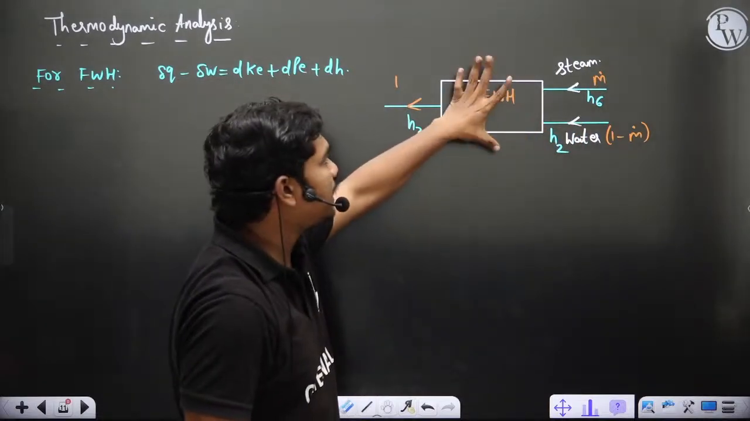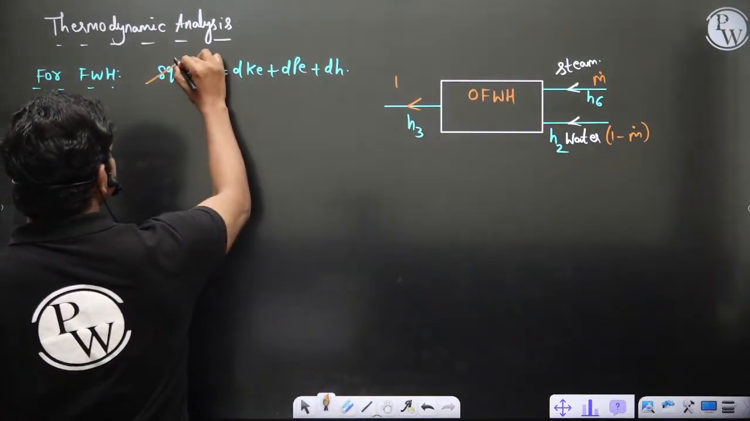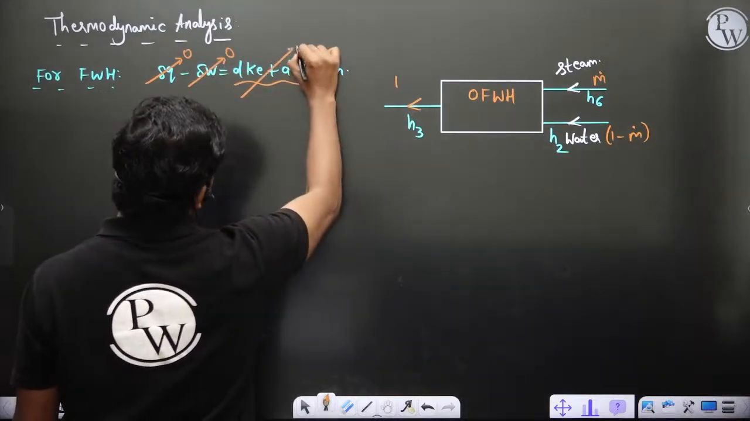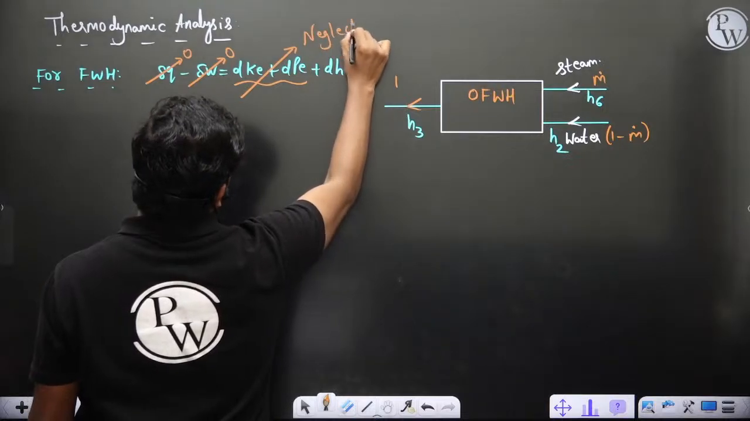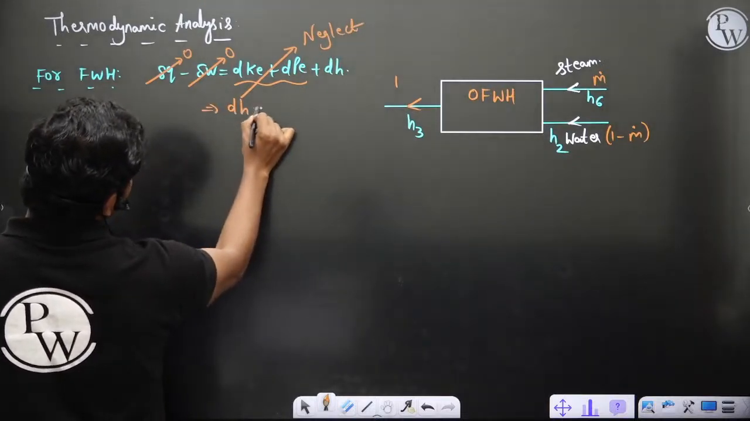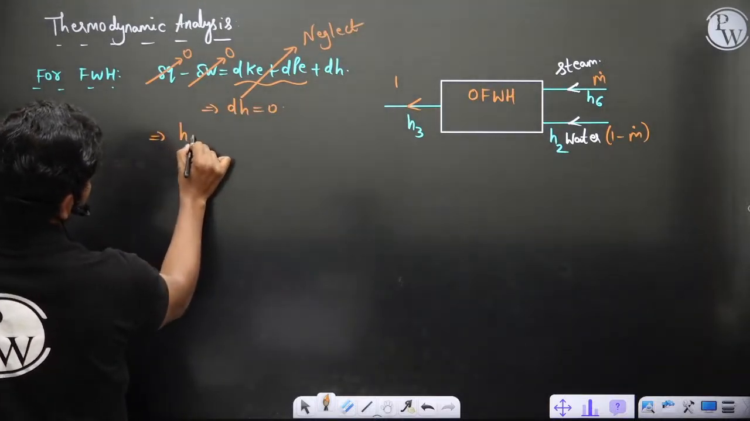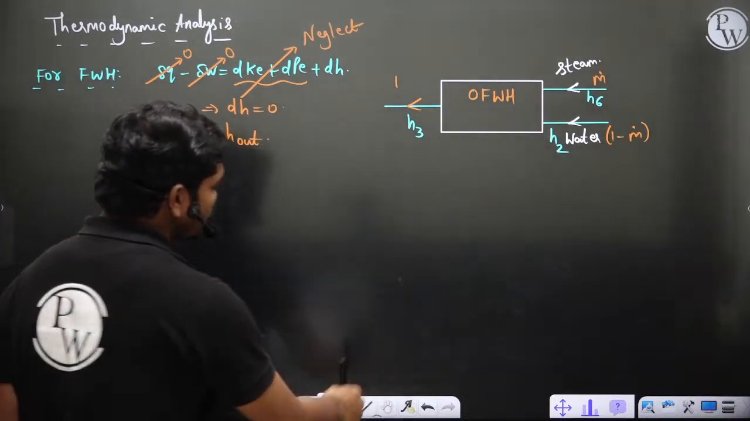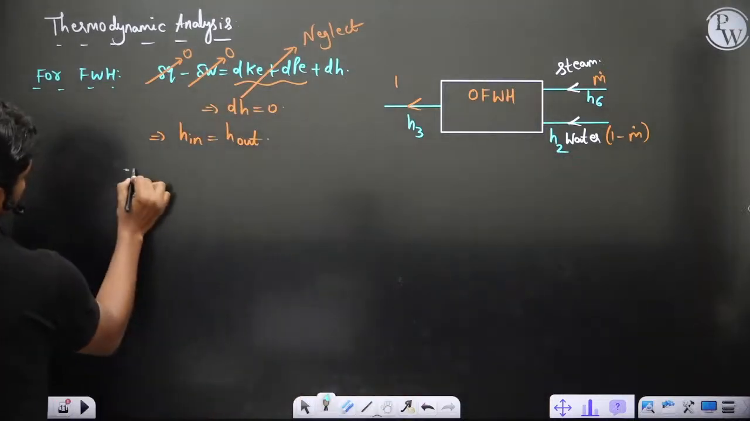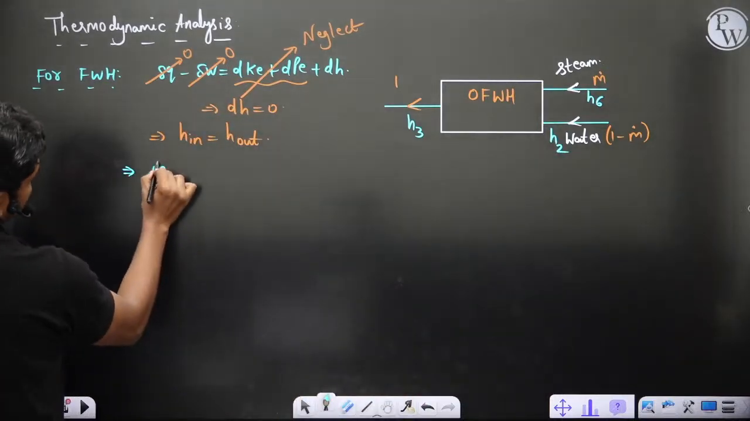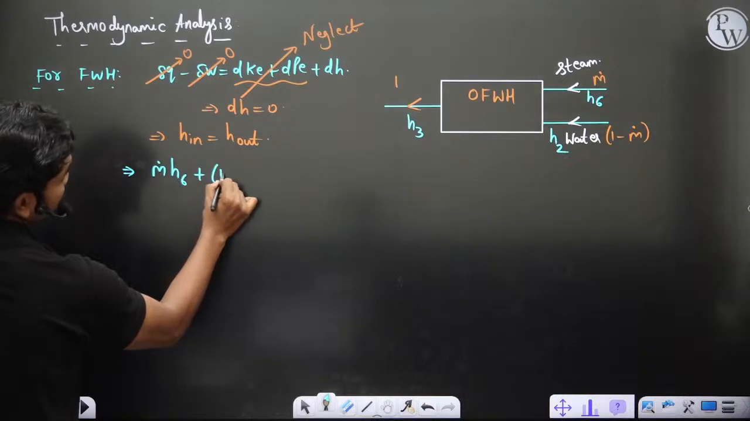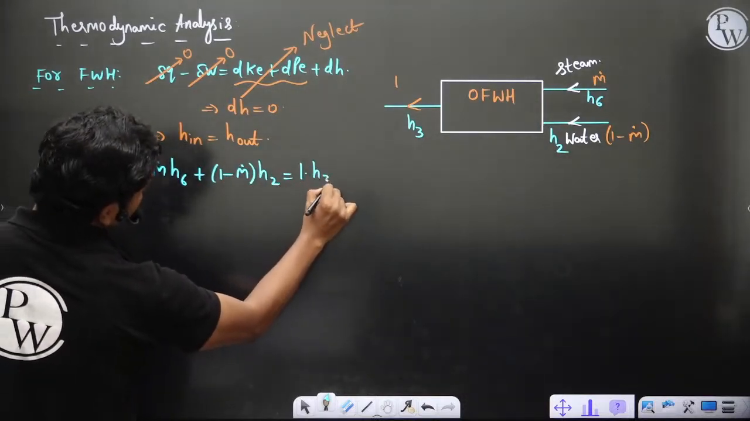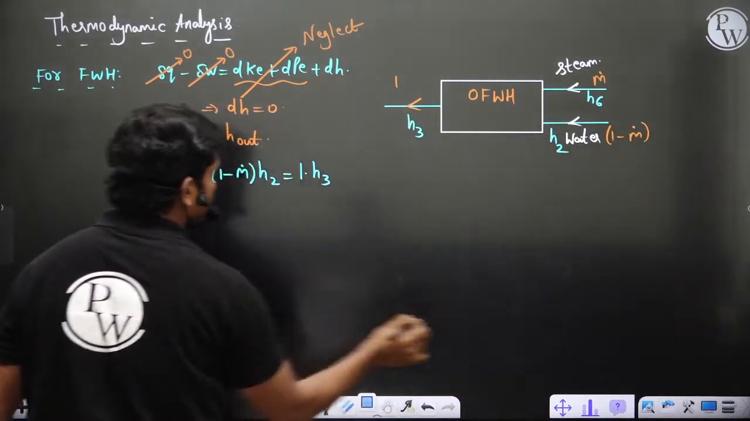Okay, so you don't want any heat loss from this open feed water heater. This is 0. And clearly this feed water heater does not generate any work, and if you neglect these combinations, then definitely dH is equal to 0. That means enthalpy coming in should be equal to enthalpy leaving out in this feed water heater. So if you equate that, then H in, what is H in? m dot into H6 plus (1 minus m dot) into H2 should be equal to 1 into H3. So this is the energy conservation equation clearly.